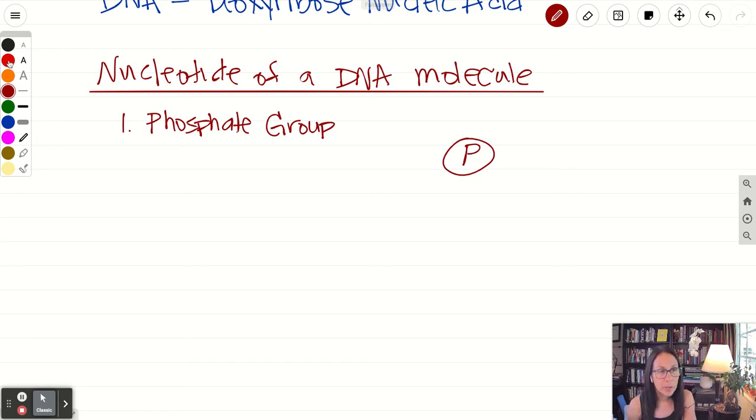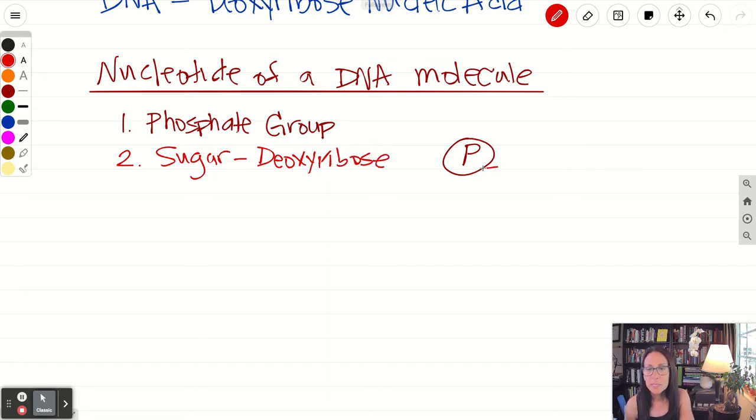Okay, the second part of a nucleotide, I'm just going to change colors here, is the sugar. A sugar, as you might know by now, is a carbohydrate. Carbohydrates are made of simple sugars, remember? And the sugar in DNA is called deoxyribose. So for DNA, the sugar is called deoxyribose, and this is where the name comes from. Deoxyribose is the name of a sugar. And the way we're going to draw it is this phosphate group is attached to it.